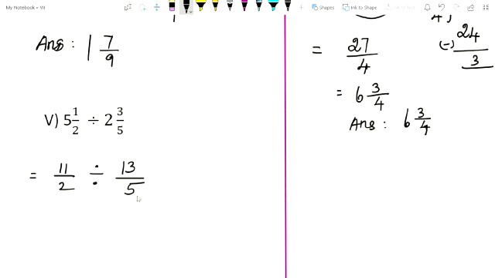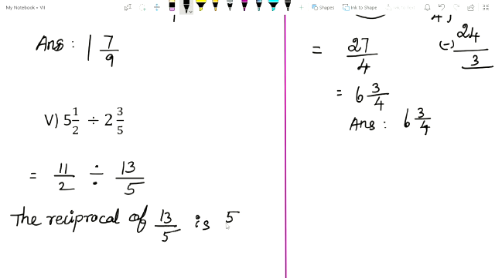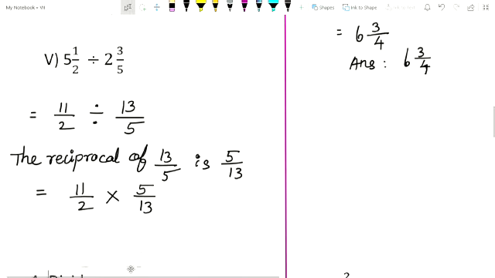Now we have to take the reciprocal of the divisor. Here which is the divisor, children? 13 by 5. So the reciprocal of 13 by 5 is 5 by 13. Now you multiply with the dividend. Here the dividend is 11 by 2 into 5 by 13. So there is no common factor except 1.